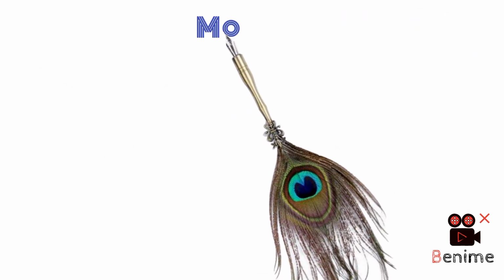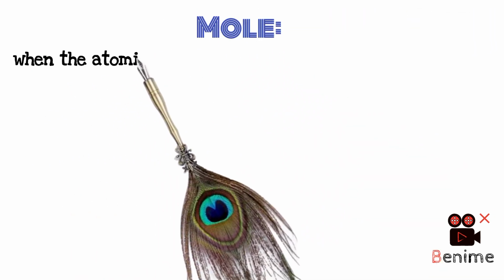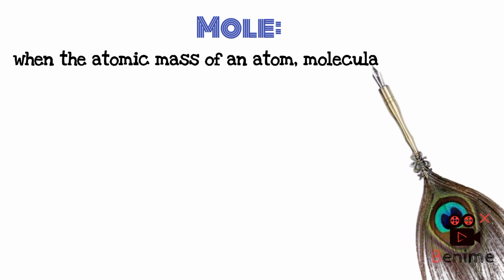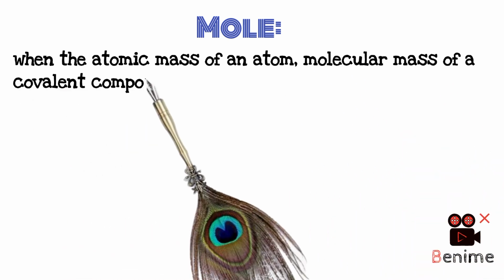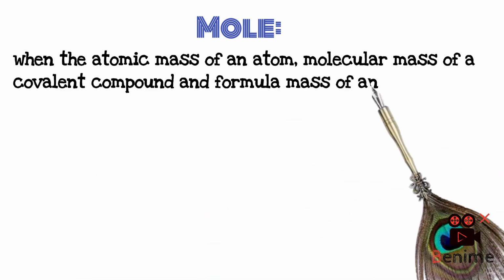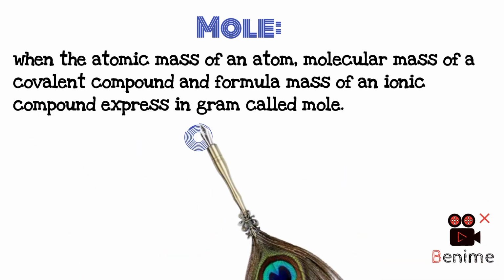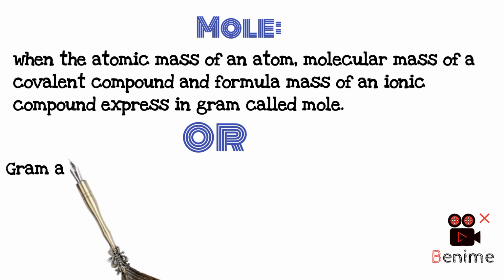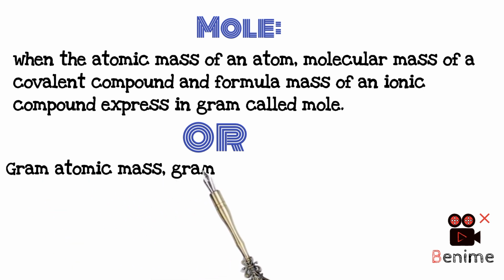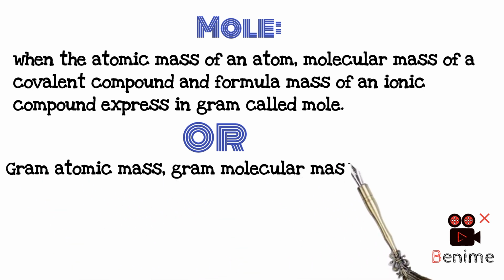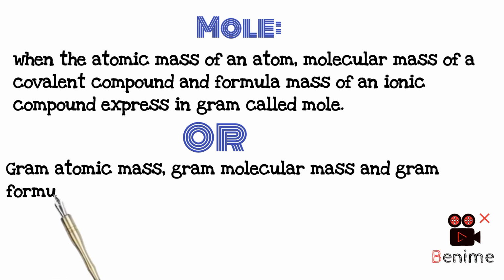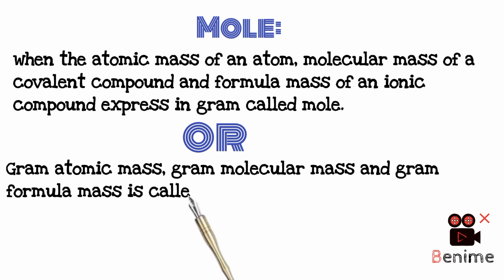We can define mole as when the atomic mass of an atom, molecular mass of a covalent compound, and formula mass of an ionic compound are expressed in grams, it is called a mole. Or, gram atomic mass, gram molecular mass and gram formula mass is called mole. It is represented by mol.